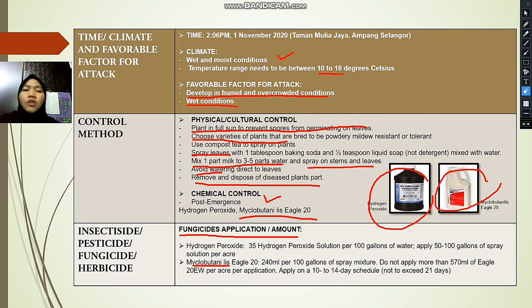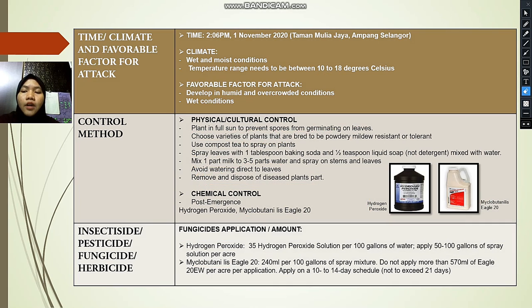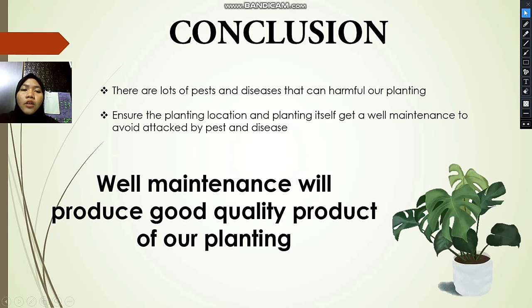So that's all about the pests and diseases that I found in my residential area. The conclusion is that there are lots of pests and diseases that can harm our plants. So ensure our planting location and good maintenance to avoid attacks by pests and diseases, because good maintenance will produce good quality products for our plants.